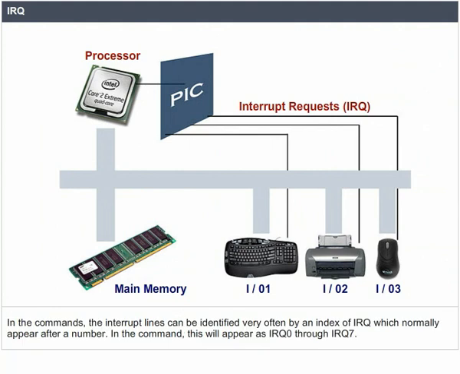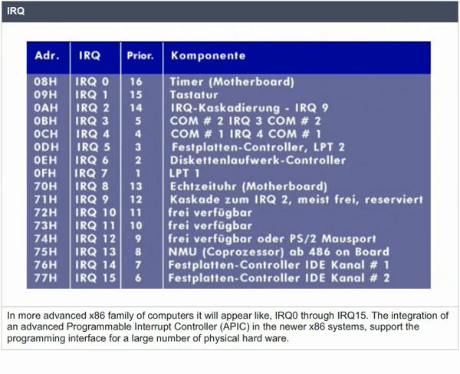In the commands, the interrupt lines can be identified very often by an index of IRQ, which normally appears after a number. In the command, this will appear as IRQ0 through IRQ7. In the more advanced x86 family of computers, it will appear like IRQ0 through IRQ15. The integration of an advanced programmable interrupt controller, APIC, in the newer x86 systems supports the programming interface for a large number of physical hardware.